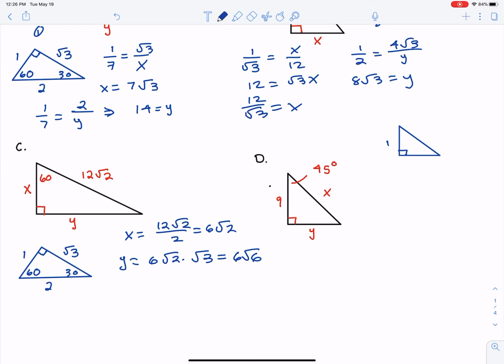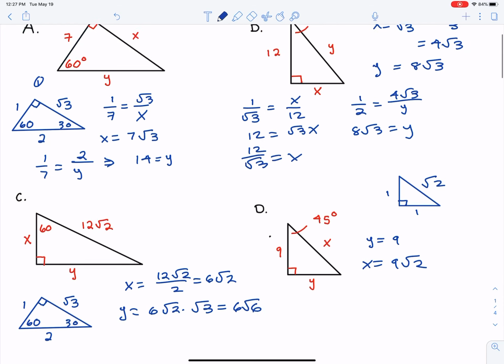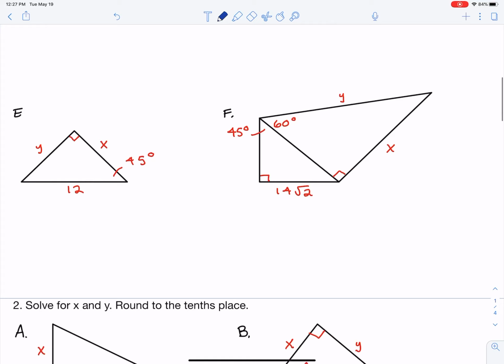It's going to be 1, 1, root 2. So in other words, we know that y has to be 9, right? Because the legs are equal length. It's an isosceles triangle. How do we find x? Well, we take 9 and multiply it by root 2. Easy peasy. Okay, let's keep on going here.